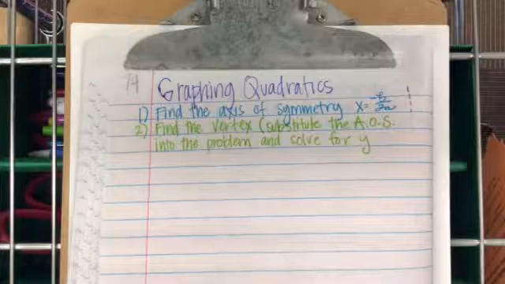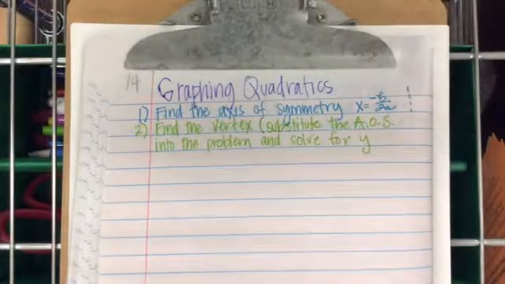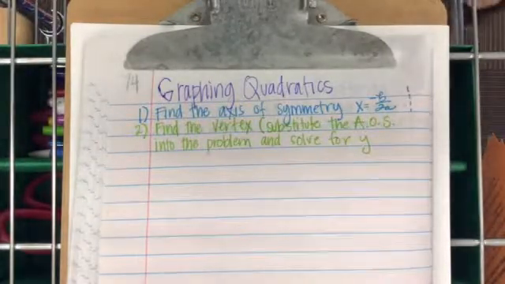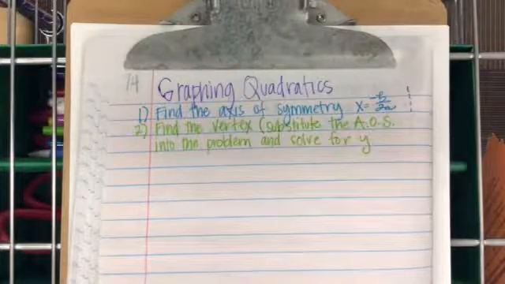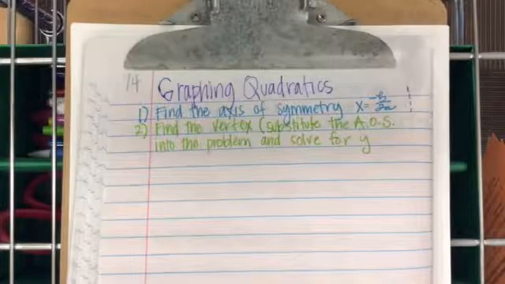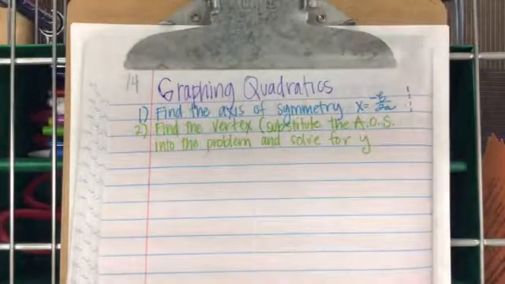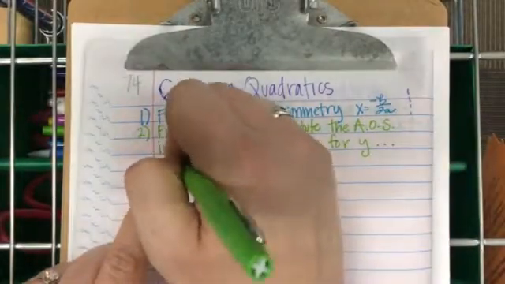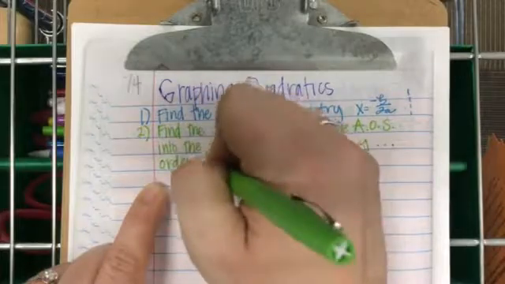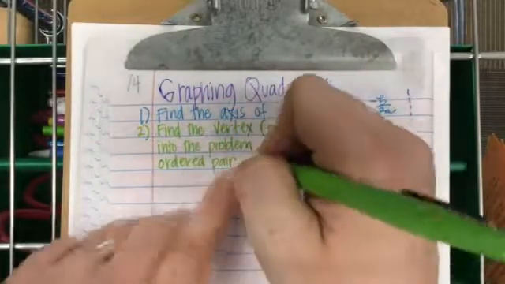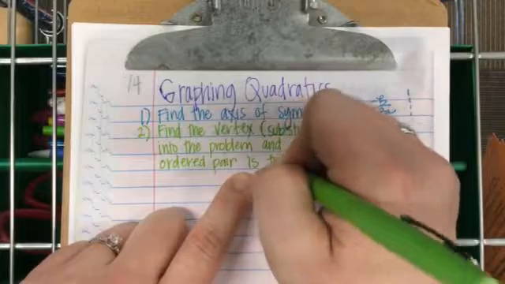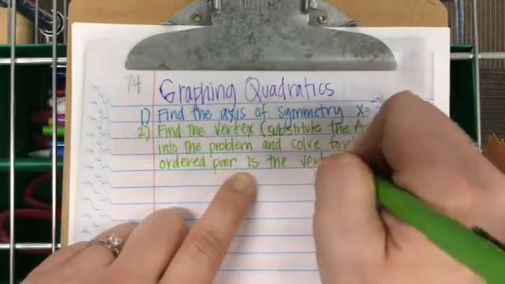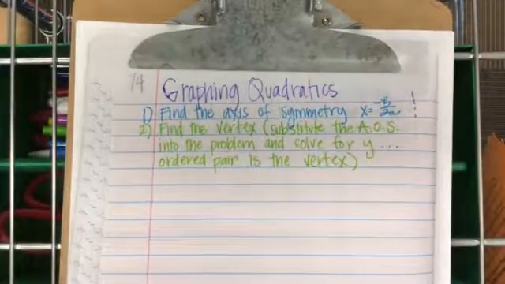So when you substitute the axis of symmetry into the problem, you do the math, you type in your calculator, right? Whenever you substitute, what should you always use? Parentheses. So you do all this work, you substitute, you get an answer. Now you have an ordered pair, right? Ordered pair is the vertex.